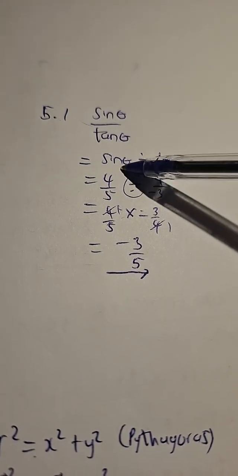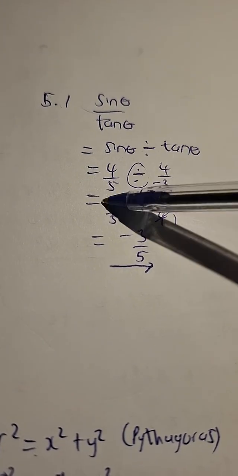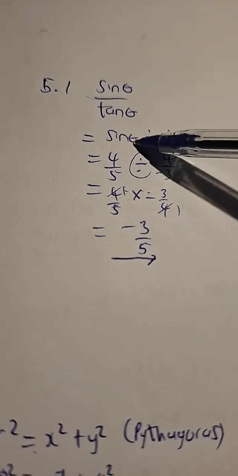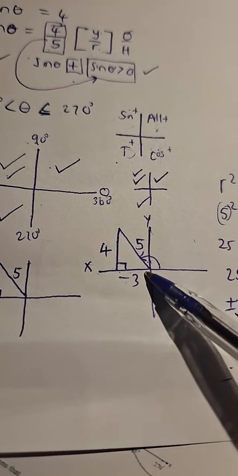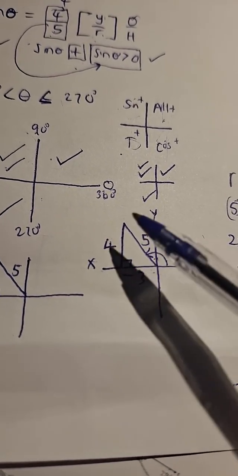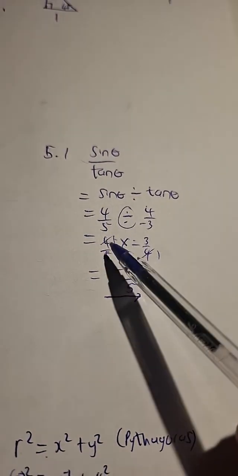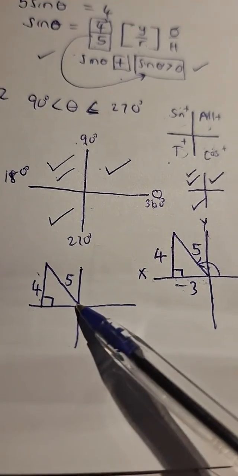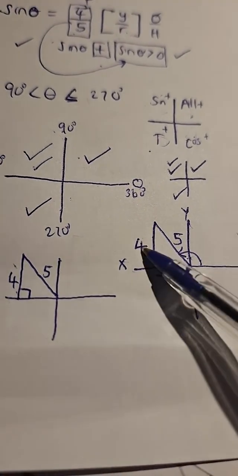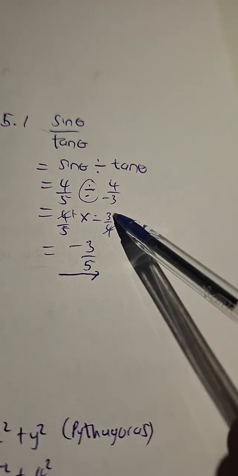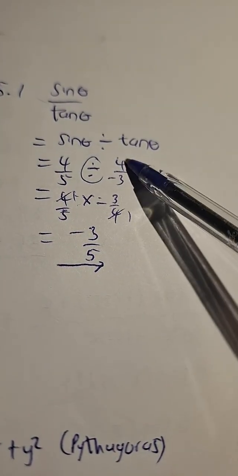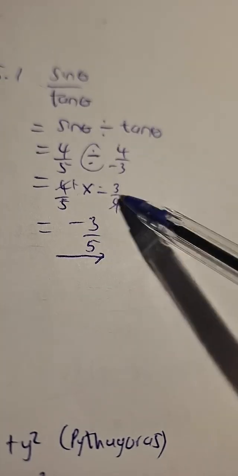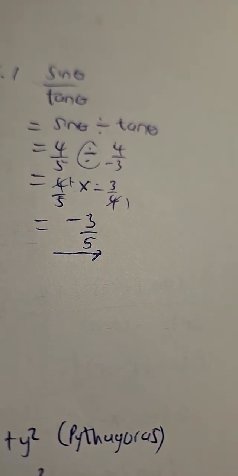Remember, go read in the sketch what sine theta is. Sine theta is y over r, opposite over hypotenuse, 4 over 5. Go read in the sketch what tan theta is. Tan theta is opposite over adjacent, so it's 4 over -3. Divide changes to multiply. The fraction inverts, reciprocates. Then we multiply. We get the answer, -3 over 5.